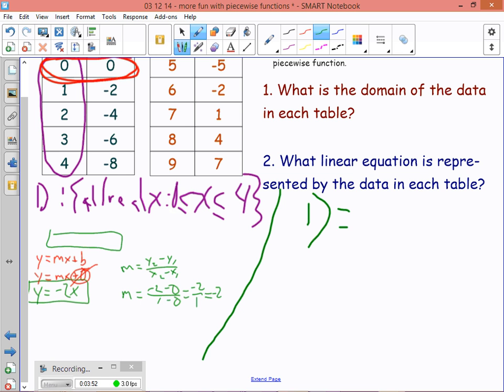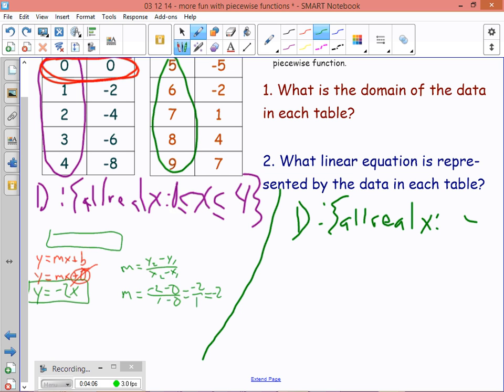Domain is going to be just the x values again. All real x between 5 and 9. All real x such that x is greater than or equal to 5, less than or equal to 9. Okay, pretty simple. And now, once again, all I have to do is find my equation. I'm going to start with y equals mx plus b. And I'm not going to get lucky on what my slope or my y-intercept is, because it's not 0. So I actually do have to do some work.